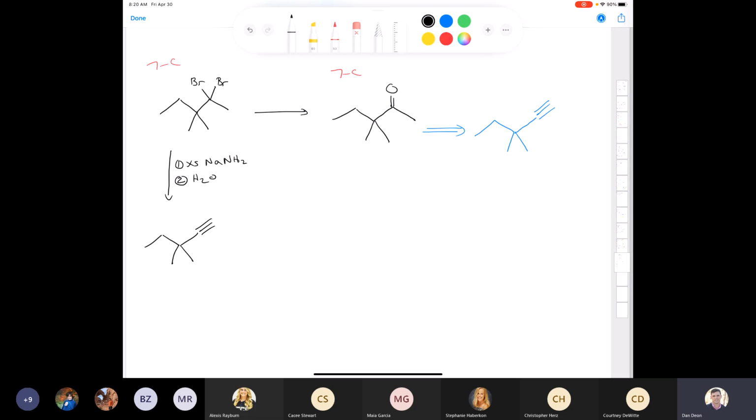So now, if we do the Markovnikov addition of water across that triple bond, it should produce the enol, which will tautomerize to give us the ketone. Could anybody tell me what the conditions are for the Markovnikov addition of water across the triple bond? What would the conditions be?